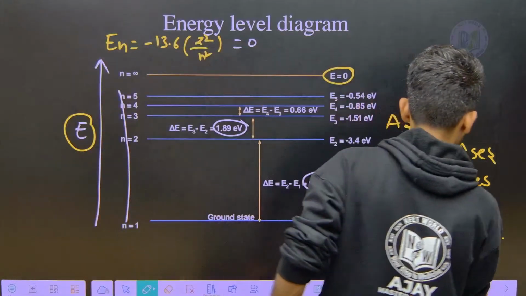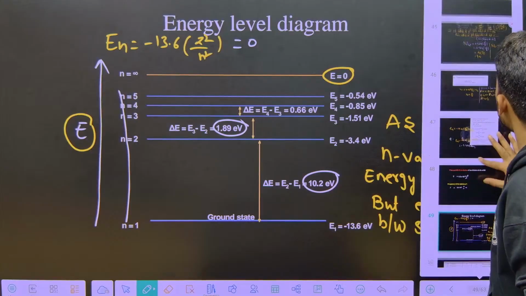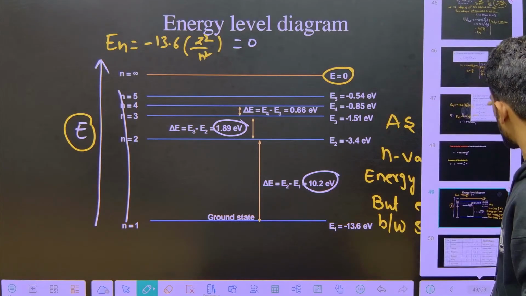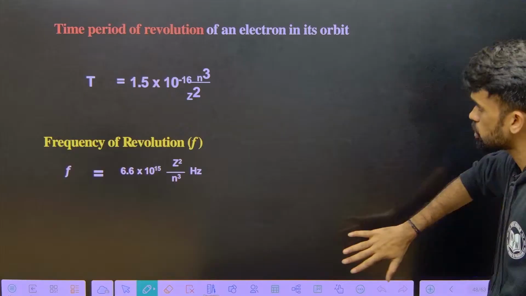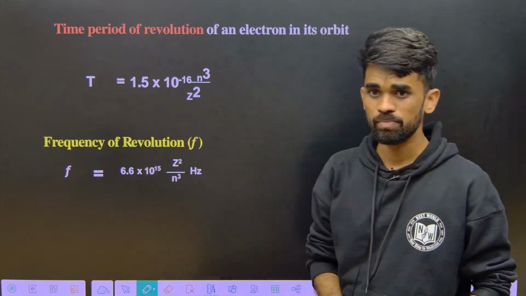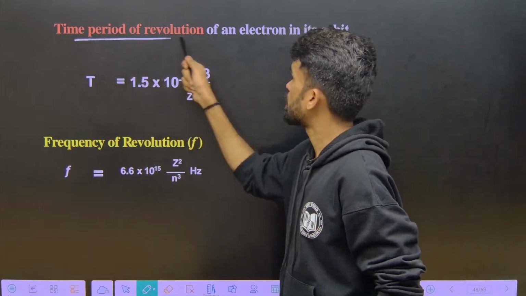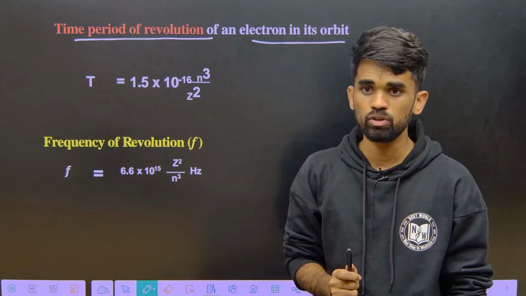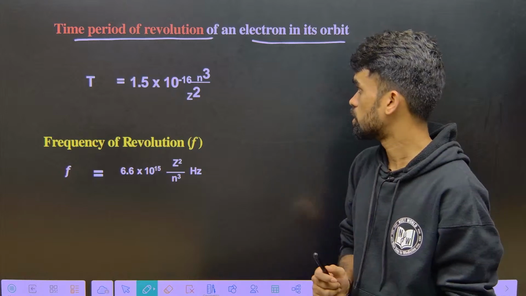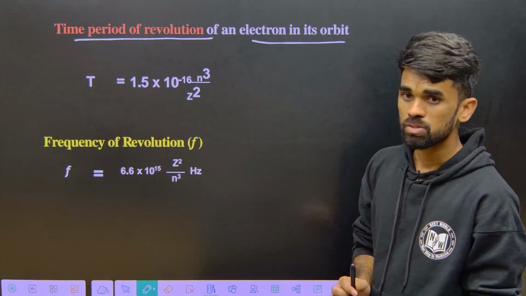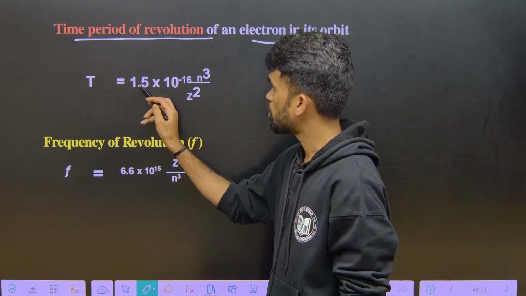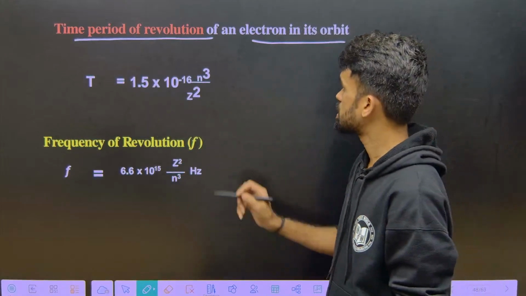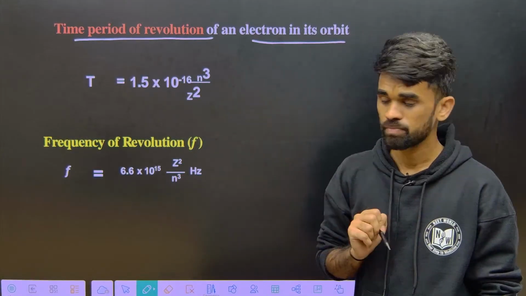Let us move forward. There are two other formulas, just make a note of them, but they won't ask you. The time period of revolution of an electron in the nth orbit, the time taken for one revolution by an electron: T equals 1.5 into 10 power minus 16 n cube by Z square.